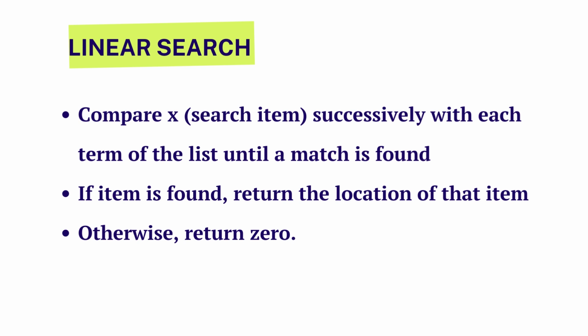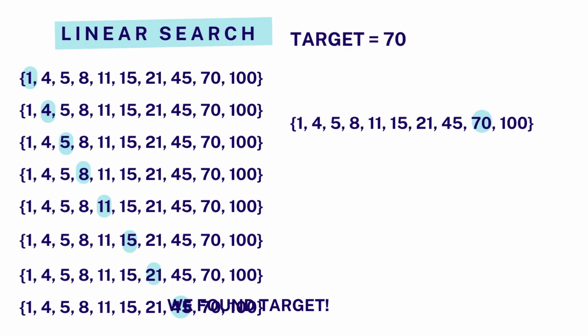What is a linear search? Linear search is very simple. You search for the target item in the given list until a match is found. If the item is found, you tell the person where this word is. Let's start with an example. Here the list is given: 1, 4, 5, 8, 11, and so on. The target that you want to search for is 70.